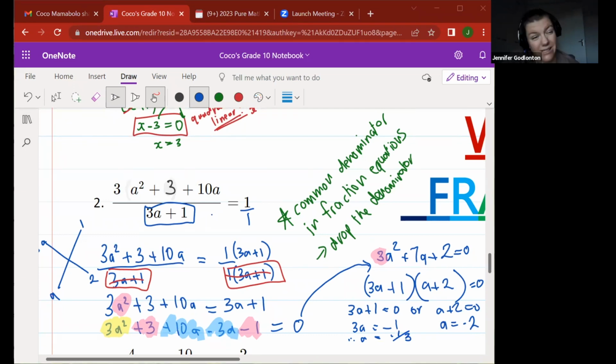Komoto, I can try and answer super quickly. How can I help? Ma'am, how would you know it's always a quadratic equation? As soon as there's a square, so like x squared, a squared, y squared, z squared, if there's a square in it, it's quadratic. Okay, thank you, ma'am. No problem.